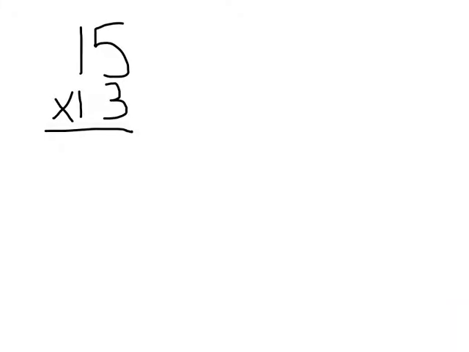Now let's do a couple examples. We'll try 2 together, and then you'll try 2 on your own. First, 15 times 13. It's in the bottom left-hand side of your page. When I multiply 15 times 13, I'm going to split 13 up into two different numbers to multiply by. What are those two numbers? Yeah, 13 has 3 ones and 1 ten.